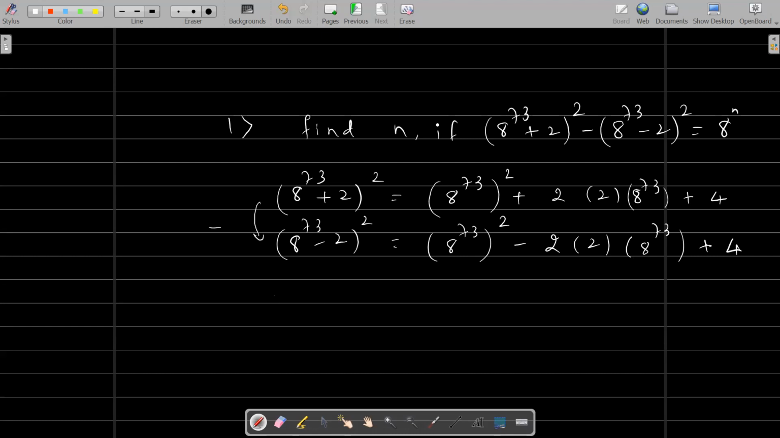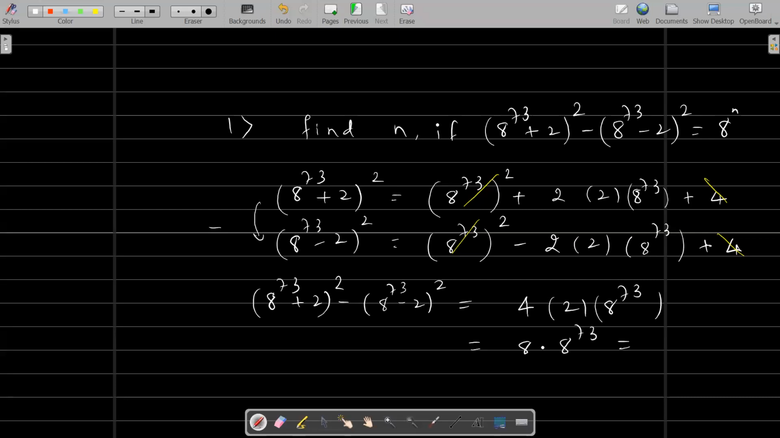Right? So if I subtract this minus this, what I'll get is 8 raised to 73 plus 2 square minus 8 raised to 73 minus 2 square is equal to, see that the first and the last terms get cancelled. So this gets cancelled. Similarly, this gets cancelled. So I'll get 2 minus minus 2, so that is plus 4. So 4 times 2 into 8 raised to 73, that is 8 times 8 raised to 73. By laws of indices, this is 8 raised to 74. Fine, so n is 74.